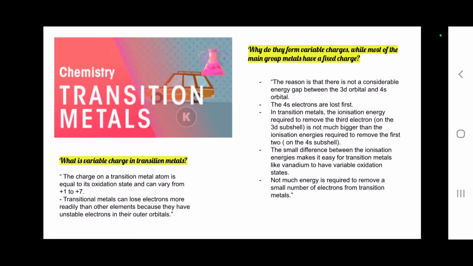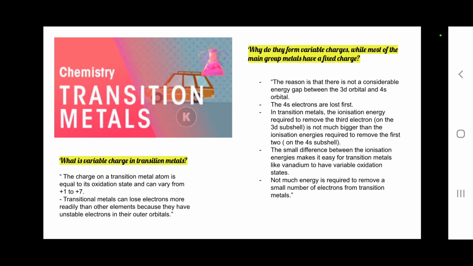What is variable charge in the transition metals? The charge on the transition metal atoms is equal to its oxidation state and can vary from +1 to +7. Transition metals can lose electrons more readily than other elements because they have unstable electrons in their outer orbitals.